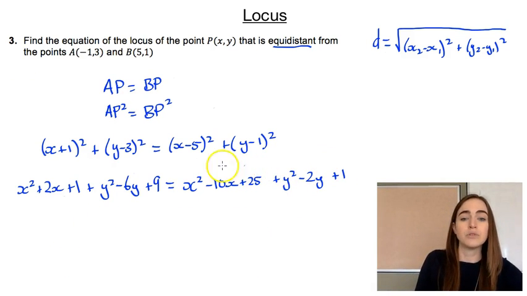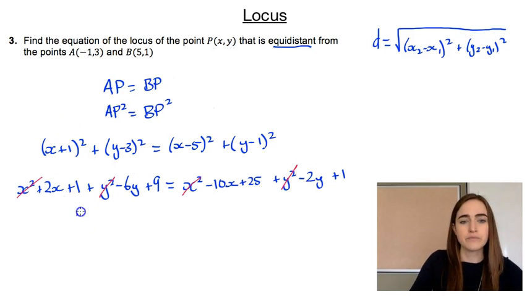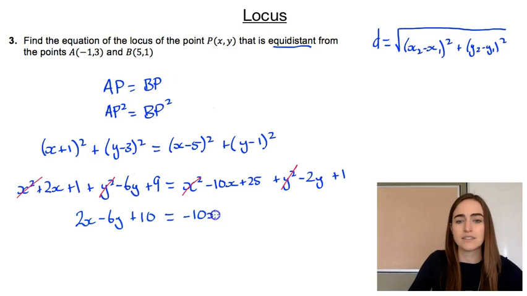So if we bring all of these terms over to the left-hand side of our equation, we'd subtract x². So x² minus x² will just leave us with 0, so those cancel out. Same with our y squareds, we've got a y² here, and we're going to minus y², so those will cancel out as well. Before we do anything else, I'm just going to simplify a little bit. So we're going to have 2x - 6y, and we've got this 1 and 9, so + 10. That's going to be equal to -10x - 2y, and we've got this 25 plus 1, so we've got + 26. That just makes it a little bit nicer and neater to see.